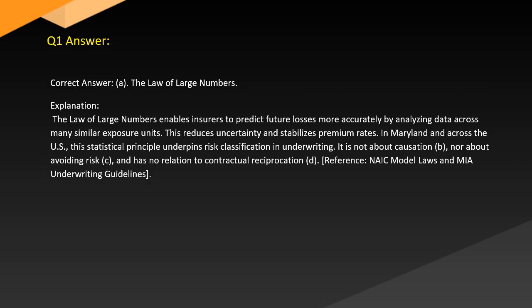Answer. Correct answer A. The law of large numbers. Explanation. The law of large numbers enables insurers to predict future losses more accurately by analyzing data across many similar exposure units. This reduces uncertainty and stabilizes premium rates in Maryland and across the U.S. This statistical principle underpins risk classification in underwriting.